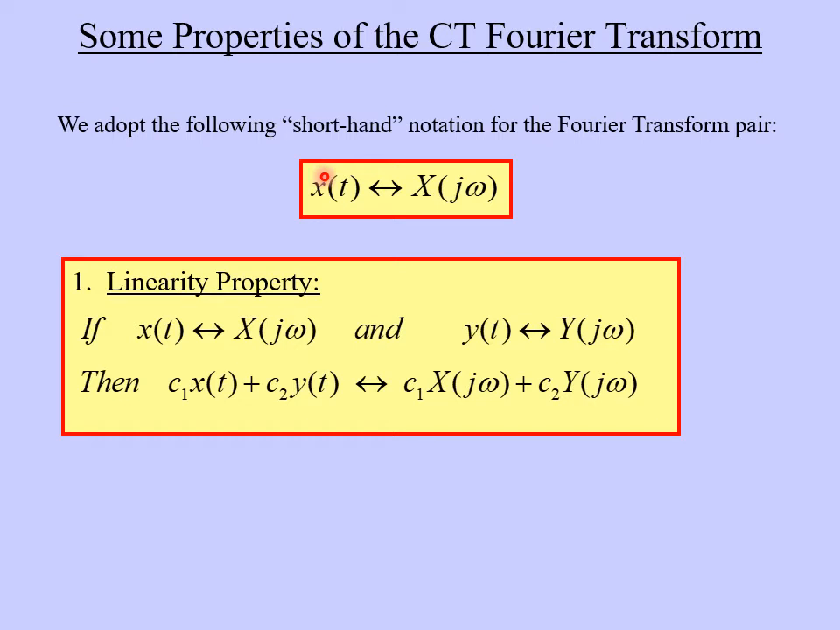So the first property is just linearity. If some function x of t gives us big X of j omega, and likewise some other function y of t gives us big Y of j omega, then if we add x and y together and weight them by C1 and C2, then by linearity, the Fourier transform of that signal will also be weighted by those same coefficients and added together.